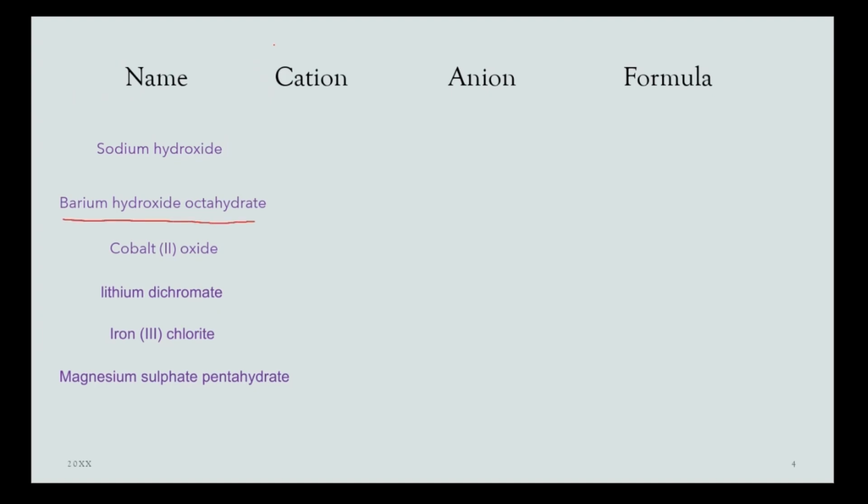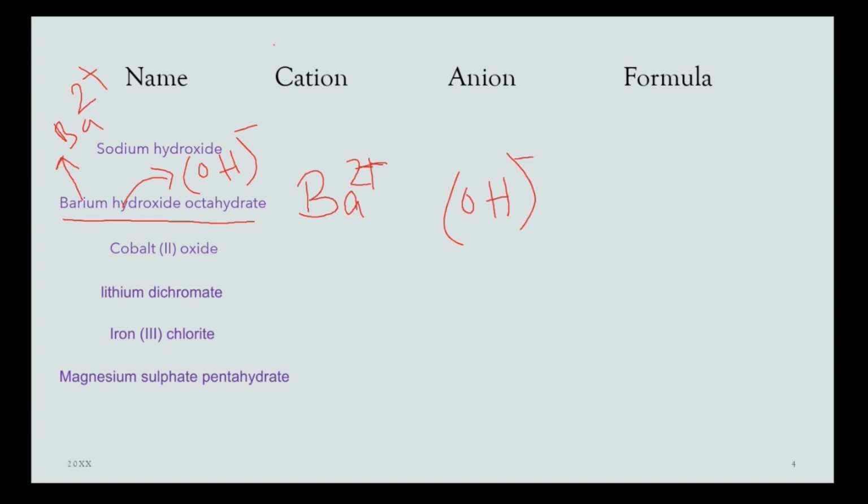Moving to the next one, we have barium hydroxide octahydrate. Here barium is our cation, which has a +2 charge, and hydroxide has a minus charge. So we will write Ba2 plus in the place of cation and OH minus in the place of anion. By exchanging their charges we get Ba(OH)2, which is the answer for barium hydroxide.